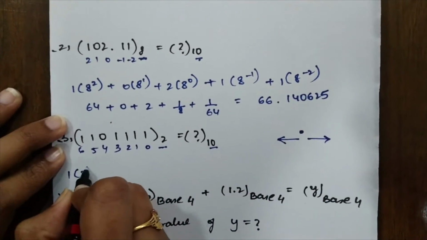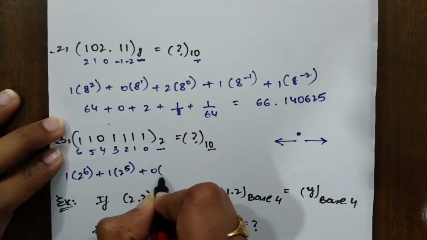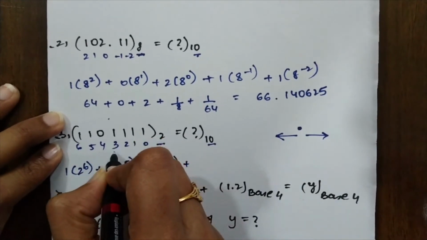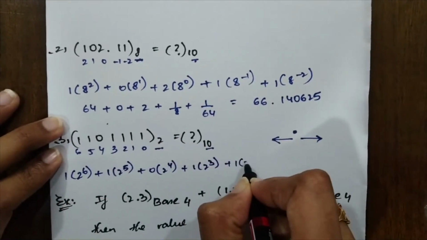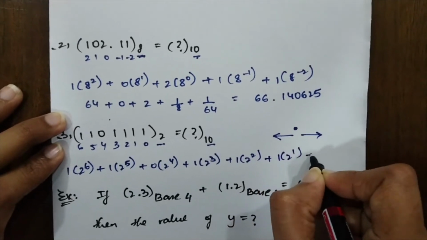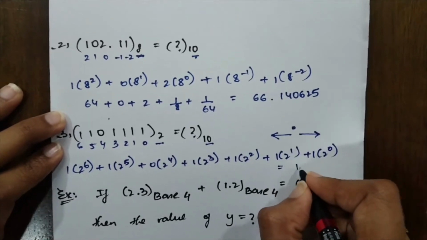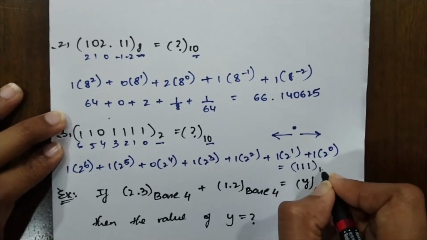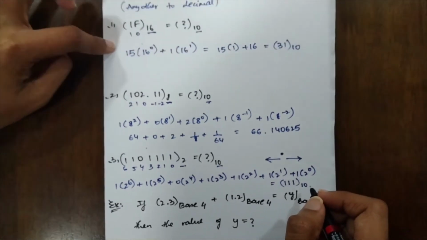1 into 2 power 6 plus 1 into 2 power 5 plus 0 into 2 power 4 plus 1 into 2 power 3 plus 1 into 2 square plus 1 into 2 power 1 plus 1 into 2 power 0. After solving this entire expression, we will be getting 111, which is in decimal. So now it's clear, guys. Any other to decimal, we will be multiplying.